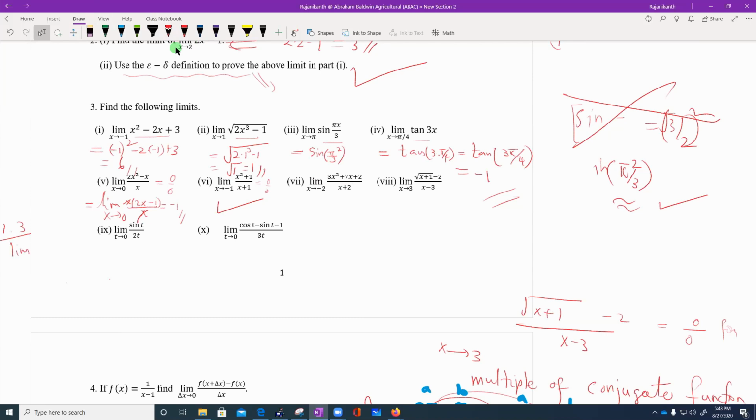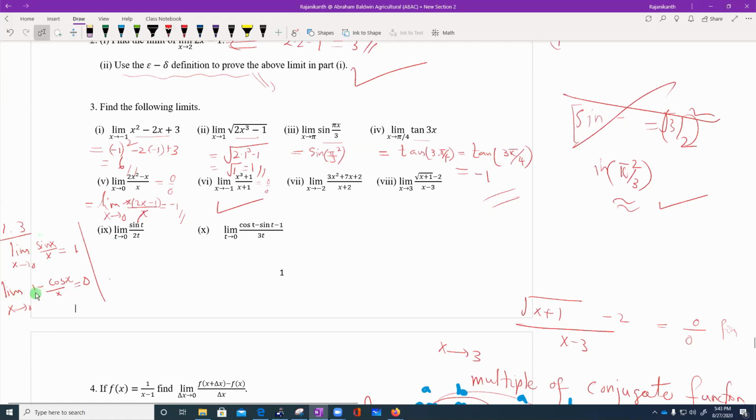Limit x goes to 0 of sine x over x. Do you remember the answer of this? This is one standard theorem we had. If you find the limit of sine x over x as x goes to 0, what is that? 1. Always 1. Very good. Then one more thing you had: limit x goes to 0 of 1 minus cosine x over x, which is 0. These two are there in your class notes 1.3.